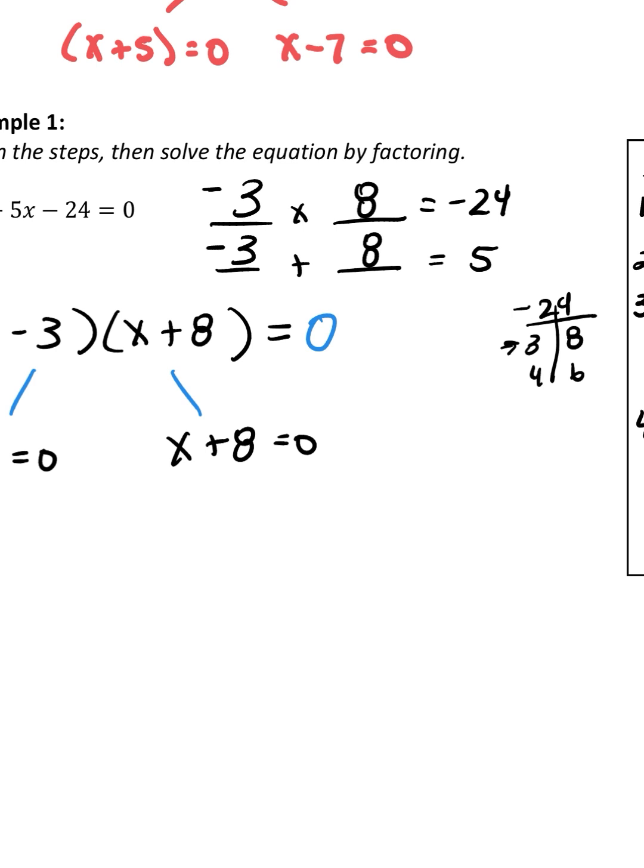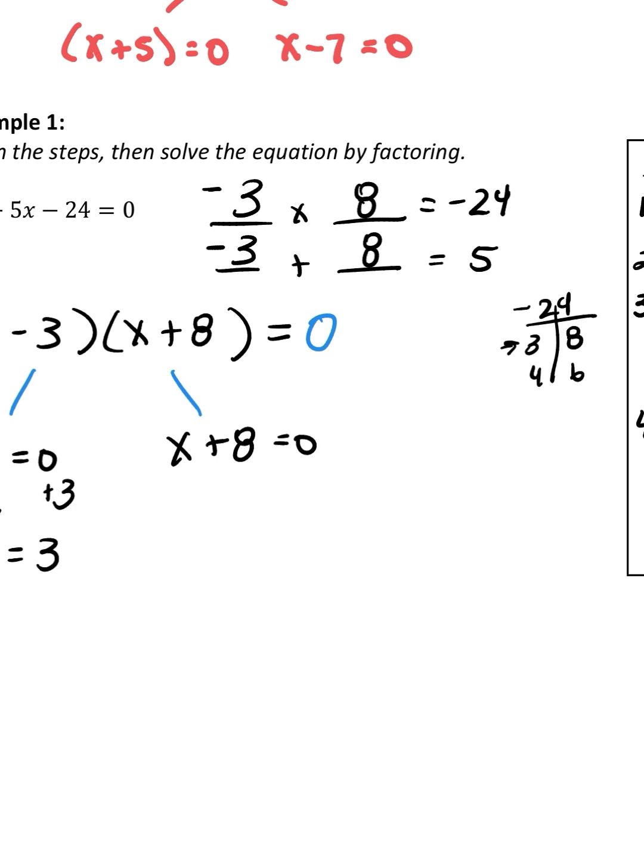Now, the nice thing about this is that we know that if I do 0 times this, I'm going to get 0. Or if I take this times 0, I'm going to get 0. So if either of these is 0, then those numbers are true, okay? So what we do is we're just going to add 3 to both sides. This goes away because that equals 0.